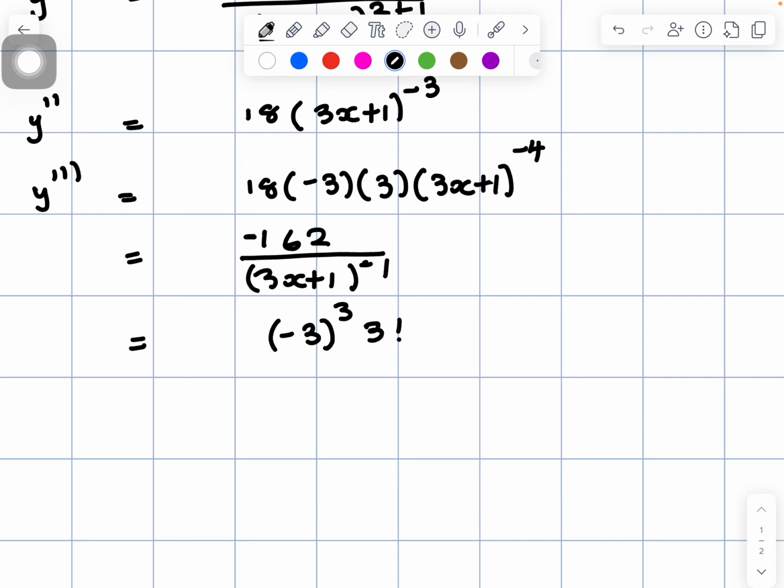Sorry, I'm correcting: it's supposed to be positive 4 over here, not negative 4, over 3x plus 1. That 4 is the same as 3 plus 1. So we've answered the first part of the question.